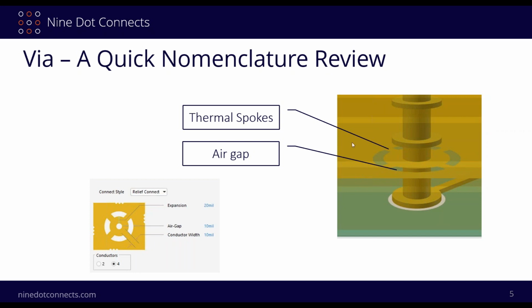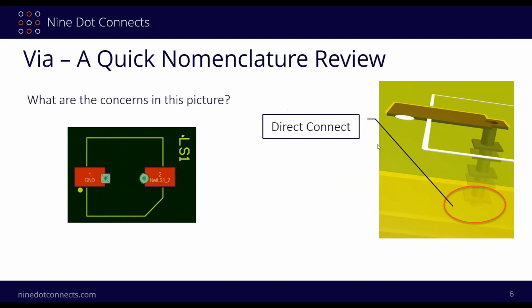So why do we even have the thermal spokes? Well, the other option we have is a direct connect over here. And for most vias, that may not be necessarily a problem. However, if you're using a through hole, and the difference between a via and a through hole is that a via is used for routing, whereas a through hole is primarily used for components, through hole components, that can actually cause a bit of an issue.